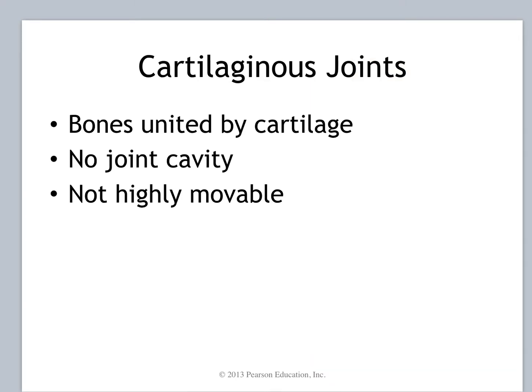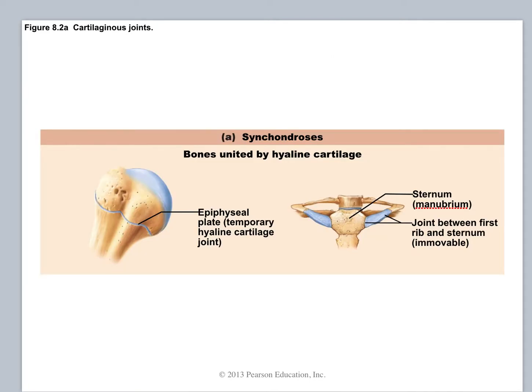The second type of joint is cartilaginous joints. These are joints where bones are united by cartilage. Again, there's no joint cavity, and these joints are not highly movable, but they do move more than the fibrous joints. Some examples would be the epiphyseal plate, where a length of cartilage is inserted between the epiphysis and the diaphysis of the bone.